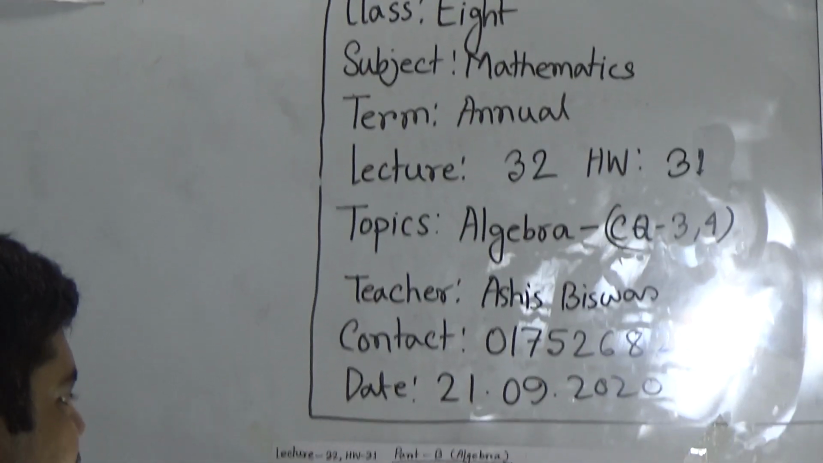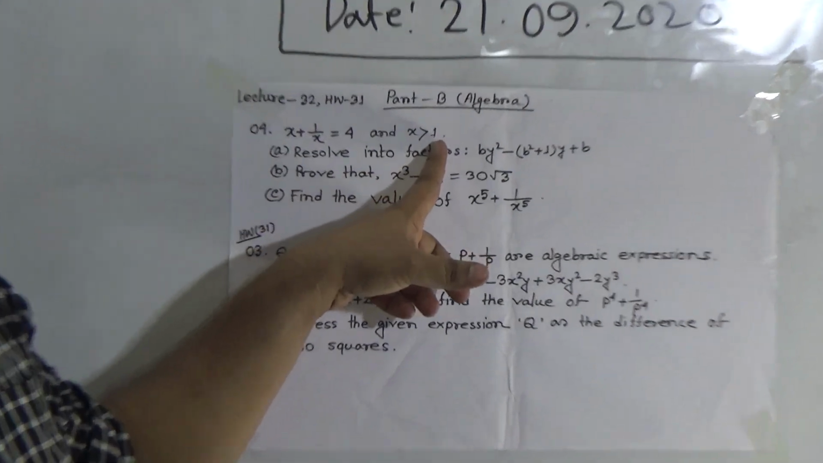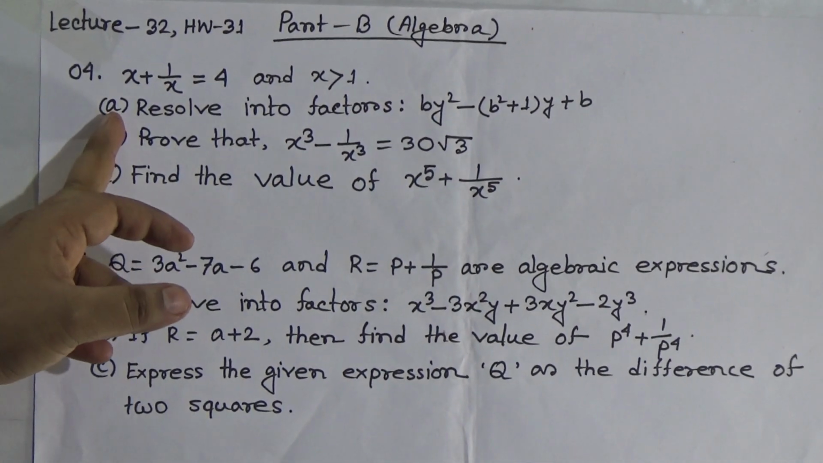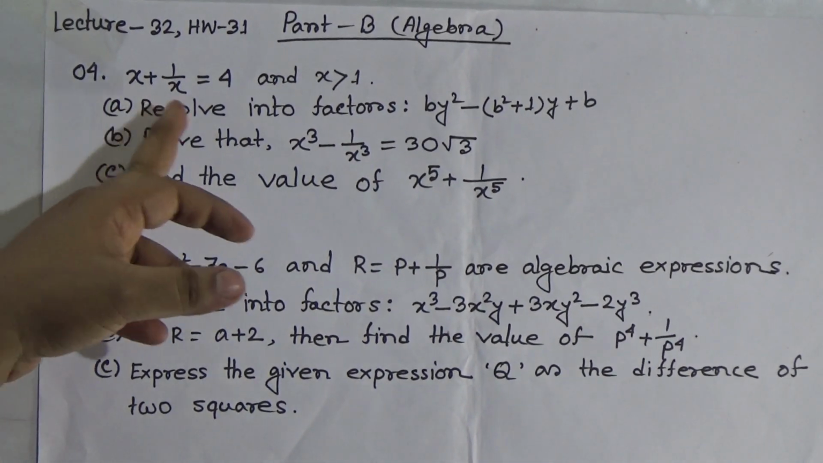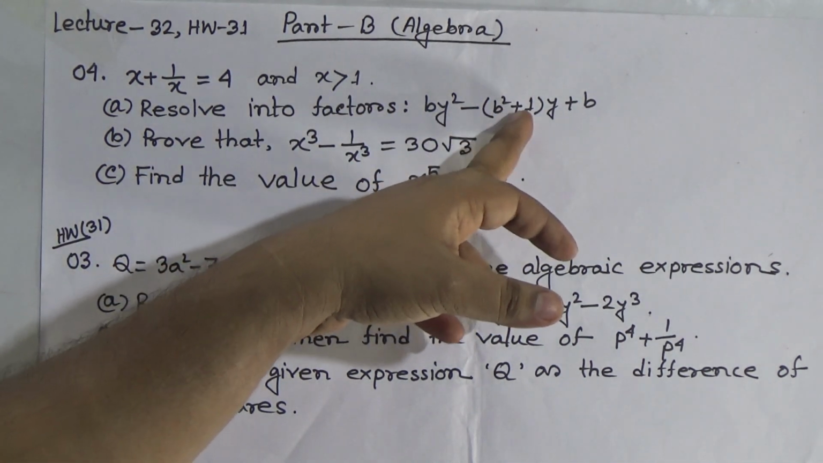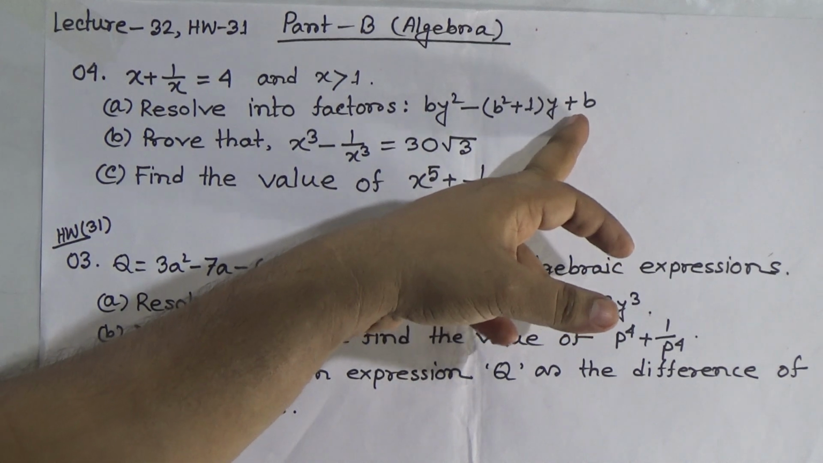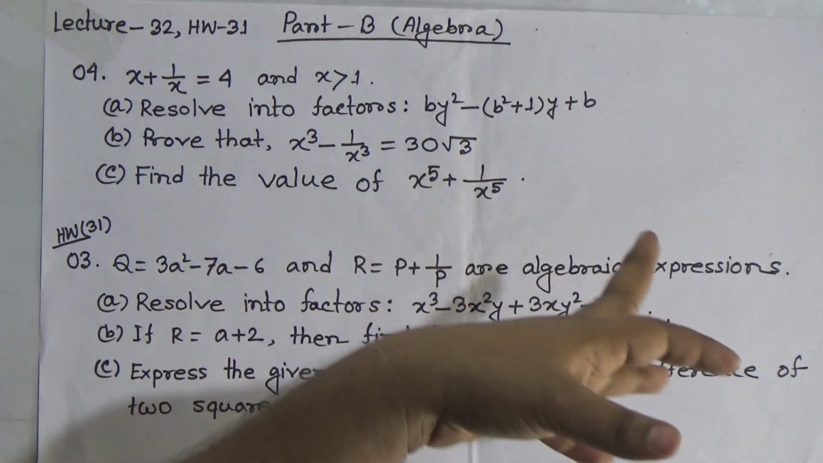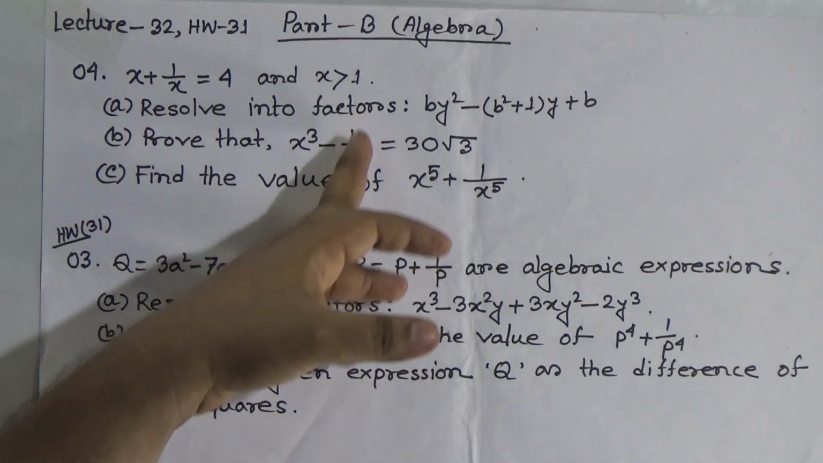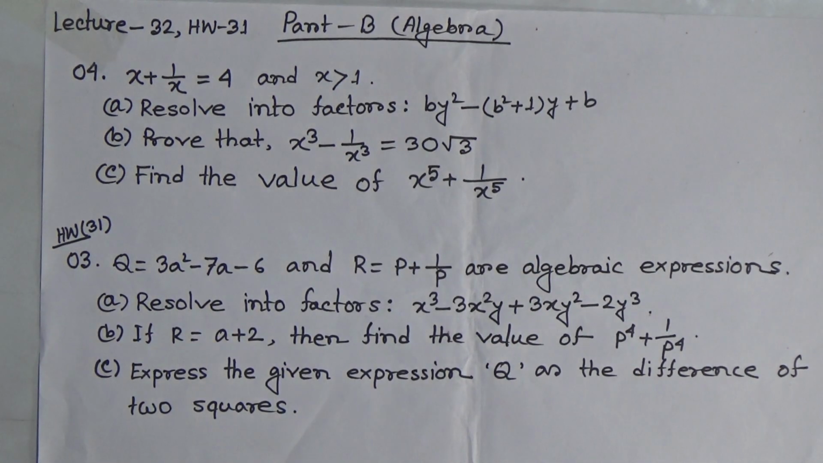x plus 1 by x equals 4 and x greater than 1. Question number A: resolve into factors b square minus b square plus 1 into y plus b. That means this expression is given, we resolve this expression into factors. Question number B: x cube minus 1 by x cube equals 30 root 3.